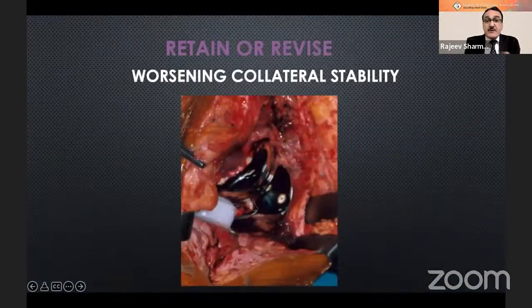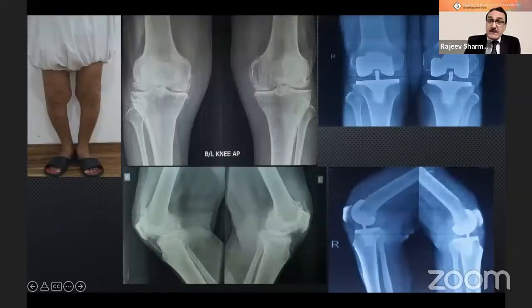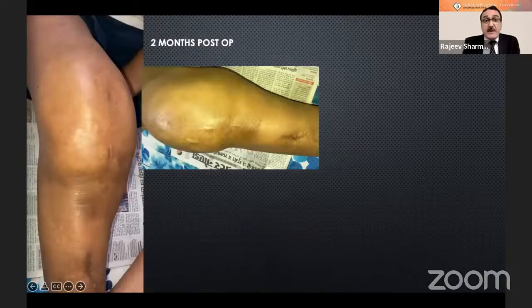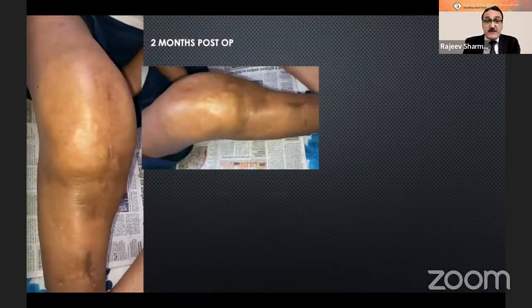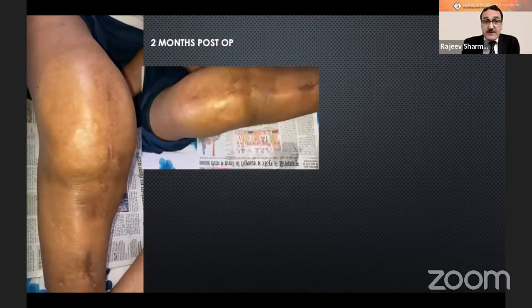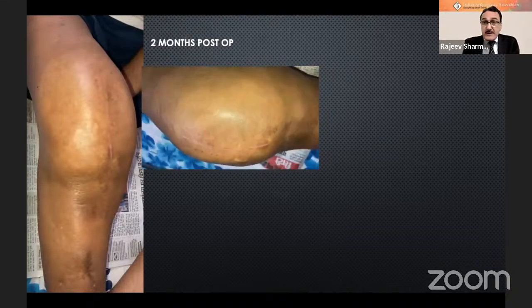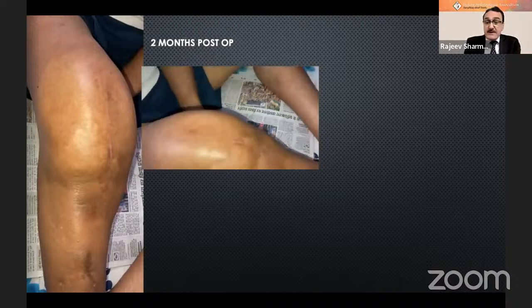Retain or revise: when you have a dislocation, it causes worsened collateral stability, because the dislocated poly will give rise to more stretching of the ligaments, especially if the patient is walking on it. Here you see a primary total knee arthroplasty, mobile bearing joint, which looks very fine, but at 2 months' time, the patient sends me pictures from his home. His knee is quite big, and the suspicion obviously will remain whether we are dealing with infection. But with careful examination, you can understand that there is instability.